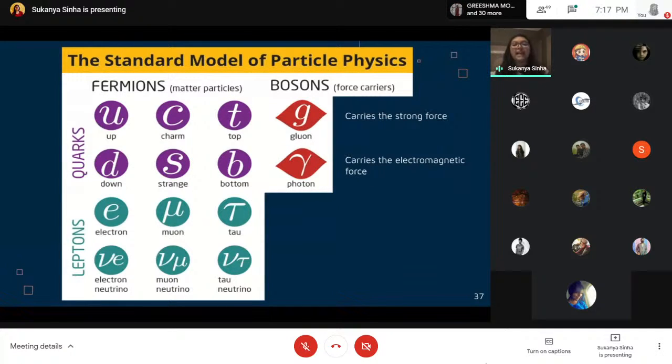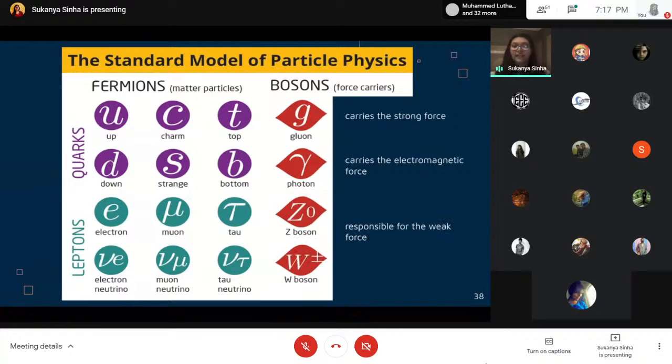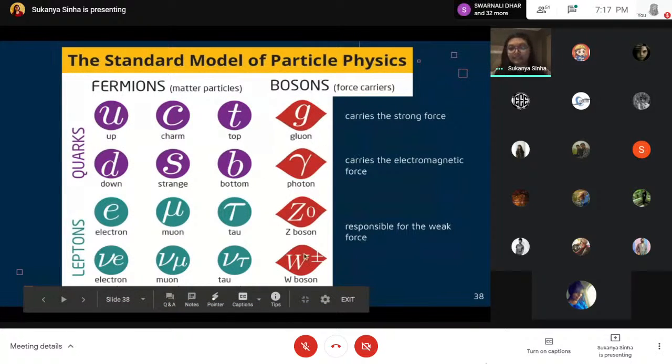Followed by that, we have the photon. The photon is probably the most common particle because you can see it in your day-to-day lives as light. So the photon constitutes light. And as the nature goes, it carries the electromagnetic force, which is an interaction between the leptons. And finally, we have two or let's say three gauge bosons. These are vector gauge bosons, which are responsible for the weak force. Leptons interact with these three force carriers as well.